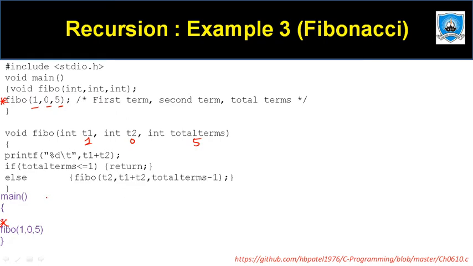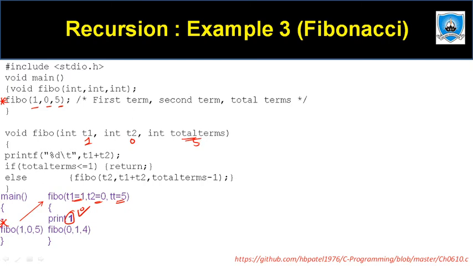So now if you look at it, T1 will be 1, T2 will be 0, and total terms I have written TT, so total terms equal to 5. Now print T1 and T2. So T1 and T2, 1 plus 0, so that 1 is printed. So the first thing.